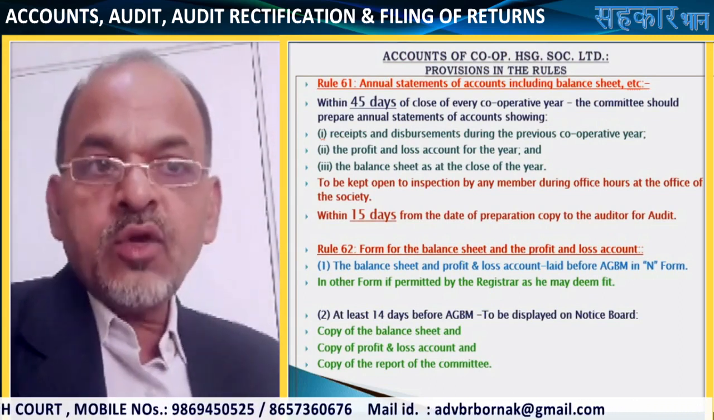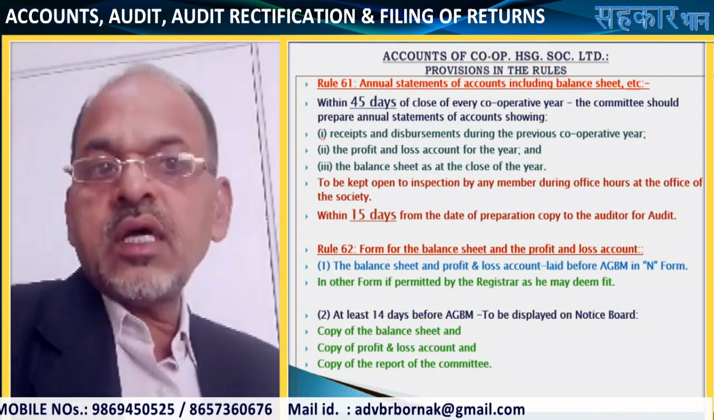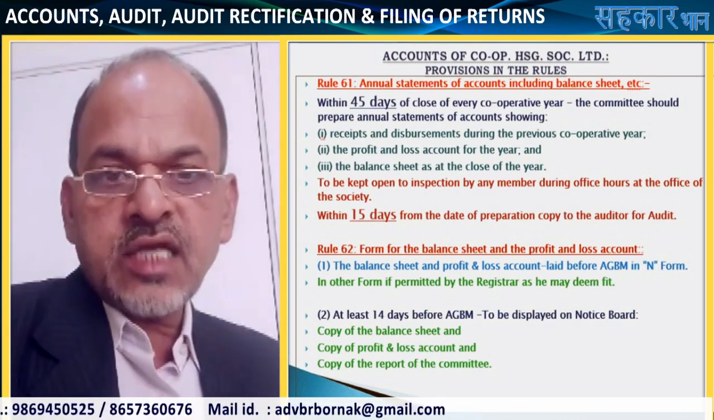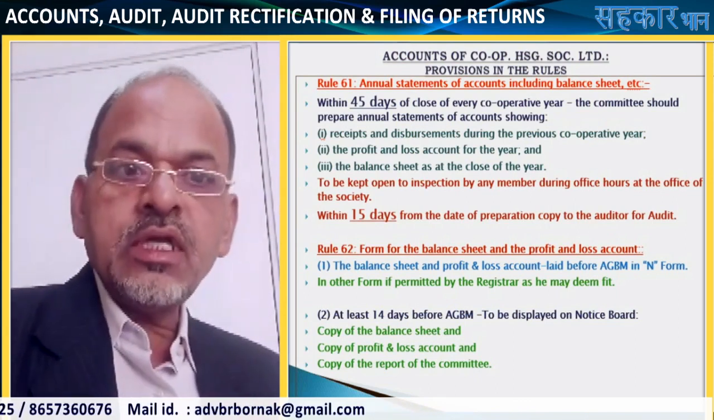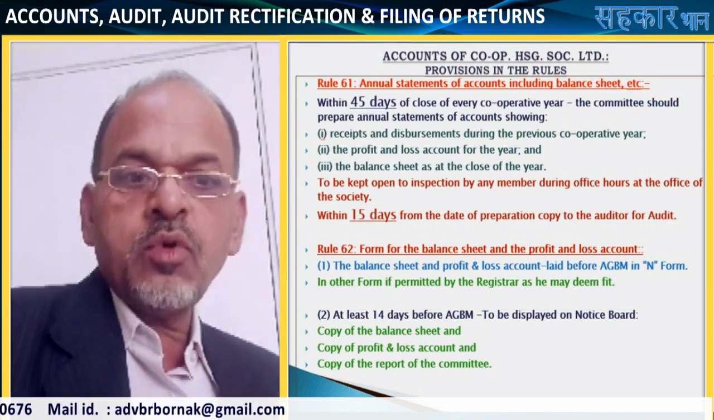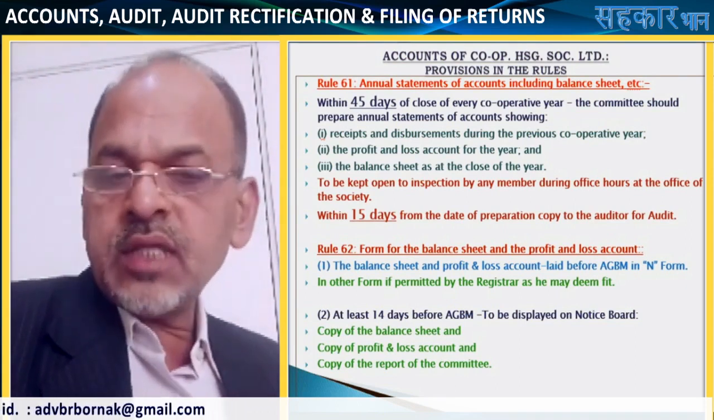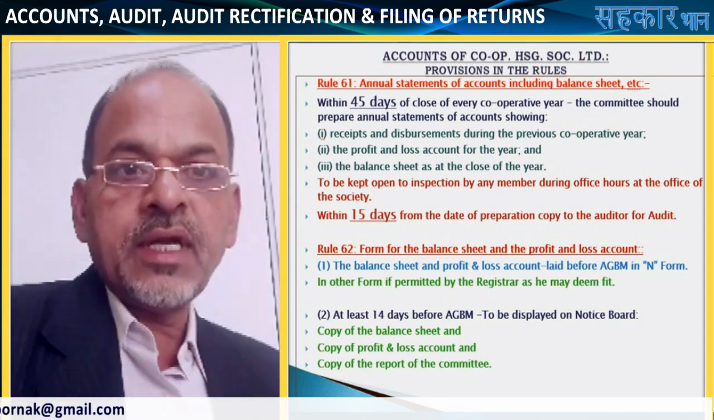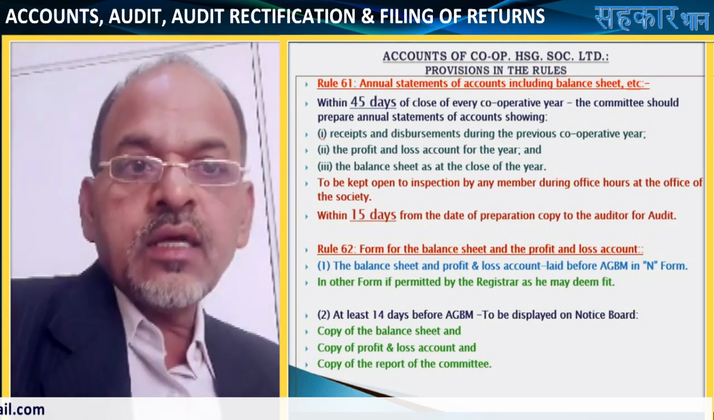See, these are two main provisions in the rules. As such, so far as accounts are concerned, there are no such clear-cut provisions in the act, but they are in the rules, rule 61 and rule 62. Now let us see the provisions which are in the bylaws of the cooperative housing society. Since we are concerned with cooperative housing society, we will have to refer to the corresponding or relevant provisions in the bylaws of the cooperative housing society as well.